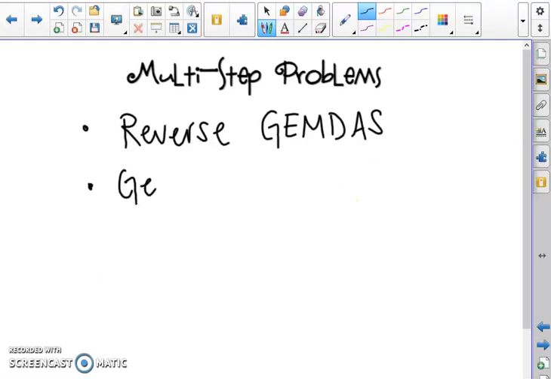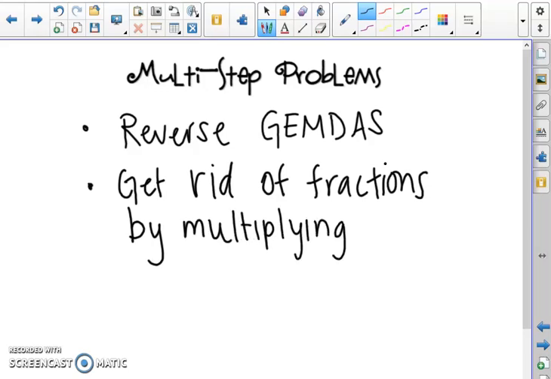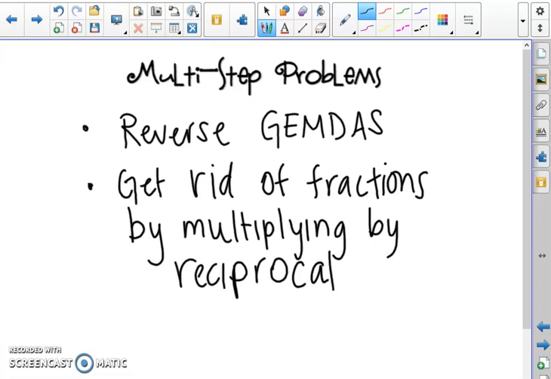And we're going to get rid of fractions by multiplying by the reciprocal. So reciprocal is like the opposite. So if you have 1/4 times something, you're going to multiply by the reciprocal, which is 4. Okay. So let's see some examples of that.